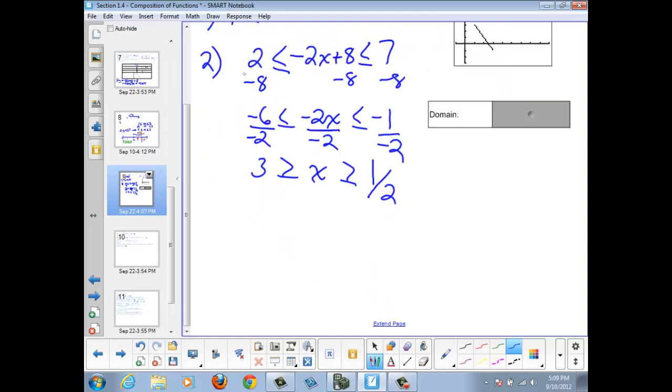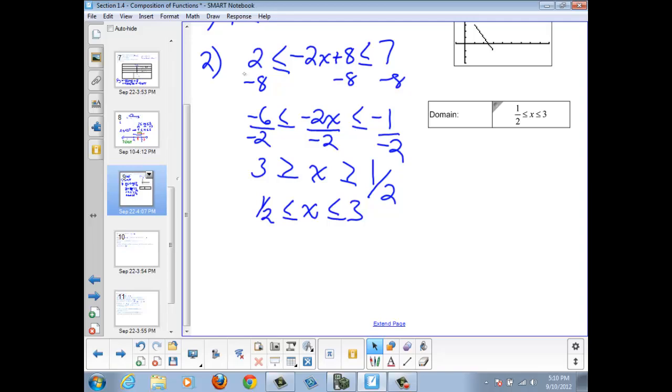Now, to match expectations, when we use a compound inequality, we usually use the less than or equal to. So I'm going to reverse the order here. 1 half less than or equal to x and less than or equal to 3, so that I can visualize the compound inequality on the number line. So, our domain, 1 half less than or equal to x less than or equal to 3.